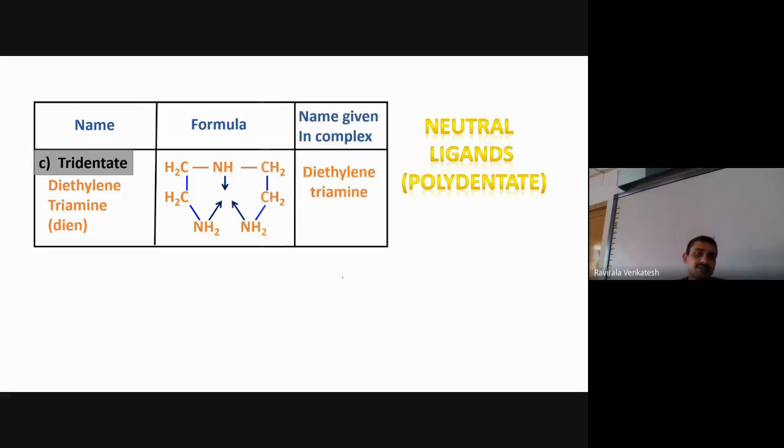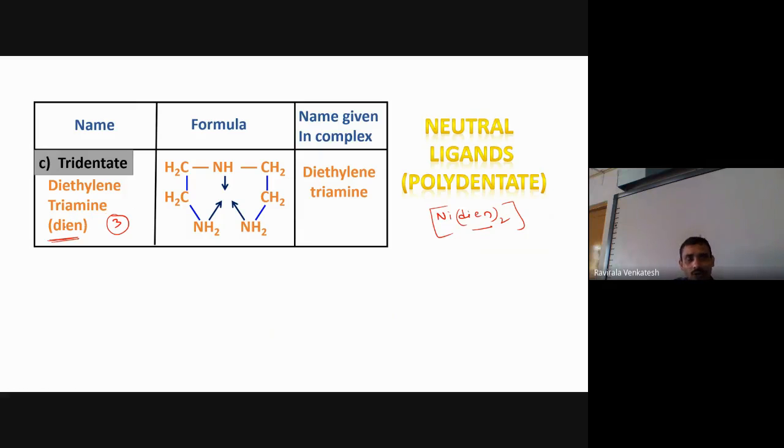Next, tridentate. Tridentate means denticity is equal to 3. The name you are using is diethylene triamine, simply we can call it dien. I want to write something like this: nickel, dien, taken 2 times. So when writing the formula, I'm using dien instead of writing diethylene triamine. Dien is nothing but diethylene triamine.